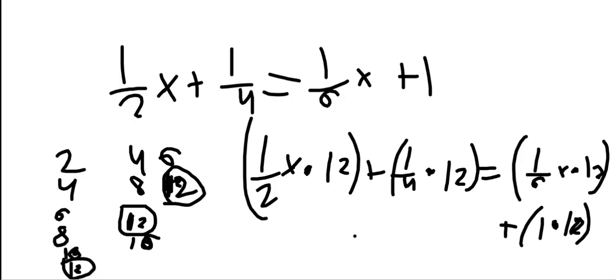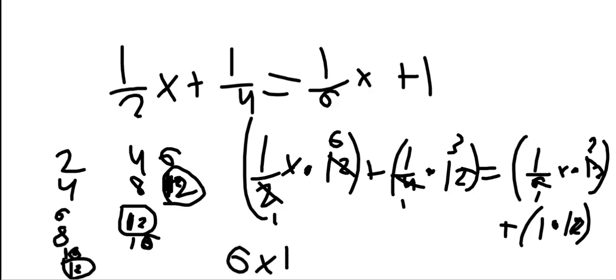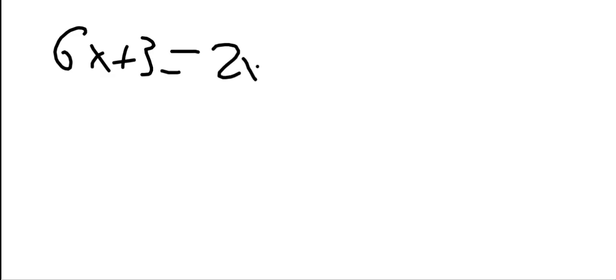So from here, we can cancel these out and get 6, cancel these out and get 1 and 3, cancel these out and get 1 and 2, and then this is just 12. So we can actually rewrite this equation as 6x plus 3 equals 2x plus 12.